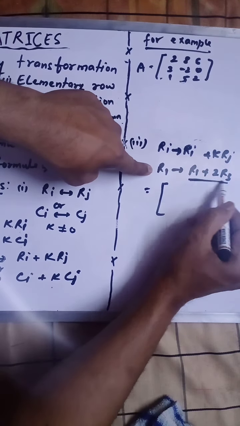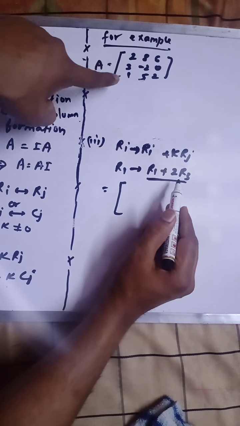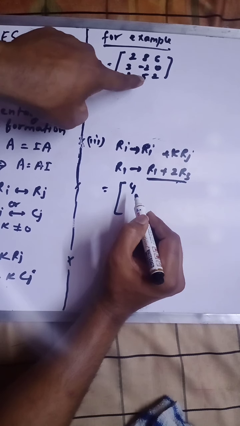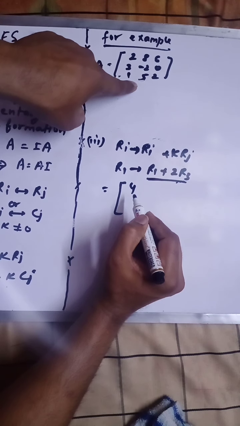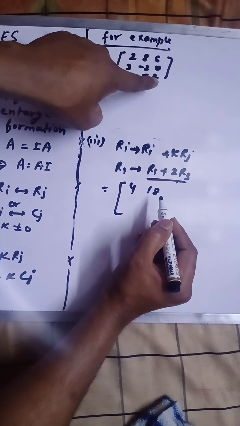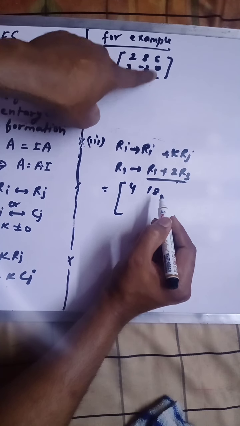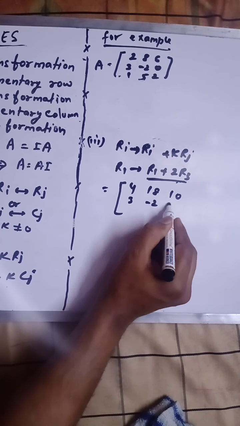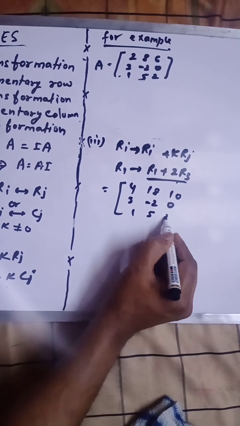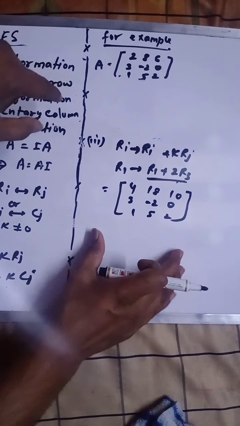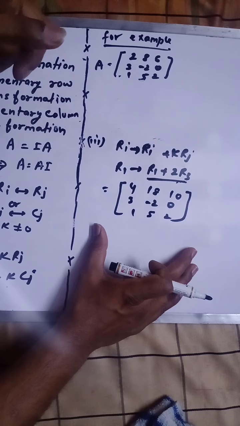Fine. So I am applying this R1 plus twice of this plus this, that would be 4. Twice of R3, that is 10. 10 plus 8, that would be 18. 2 times of this, 4 plus 6, that would be 10. 3 minus 2, 0. 1, 5, 2. So this is your operation. I am just giving you the idea here of how you can apply.